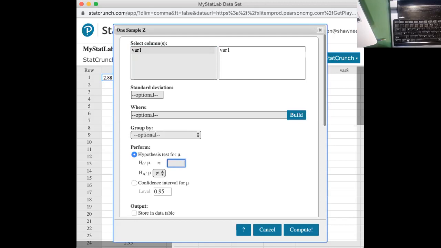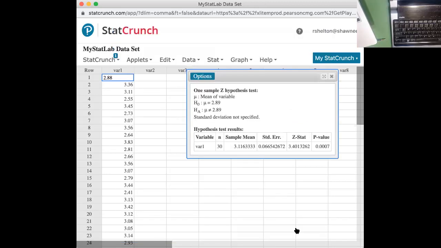And so here it was 2.89. And then we ignore this confidence interval portion. And we do have our two-tailed event here, right? We've got HA: mu is not equal to 2.89. So this tells it, okay, we're doing a two-tailed test. You say compute, and notice here we're given the p-value on this table.